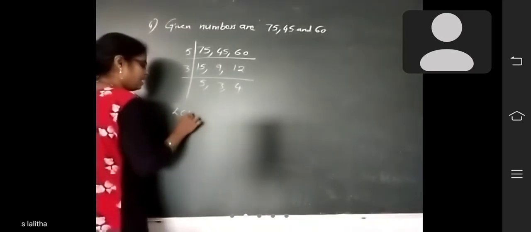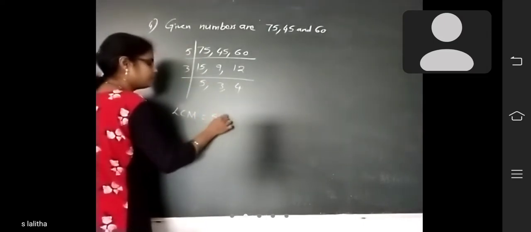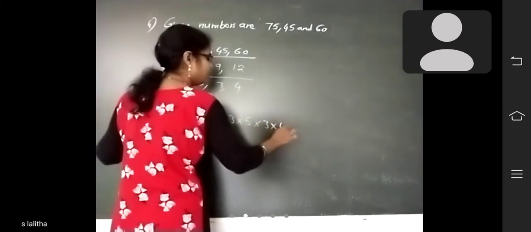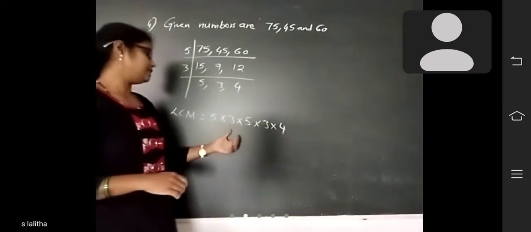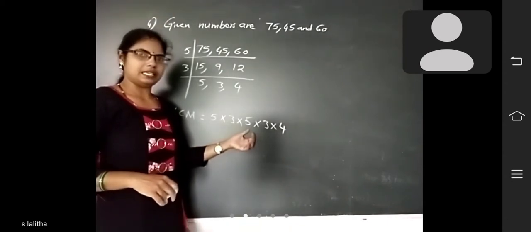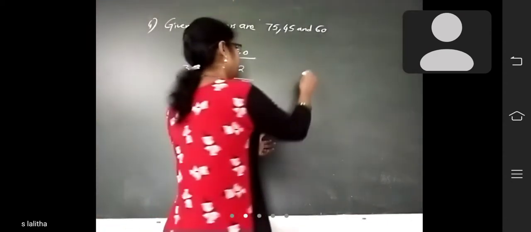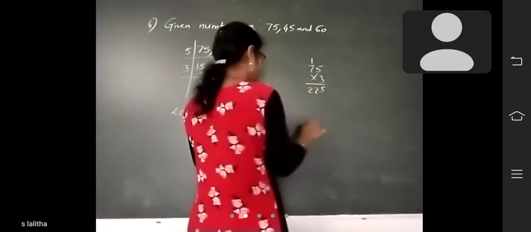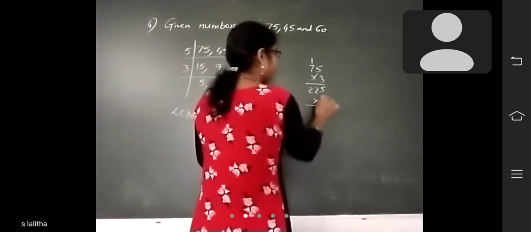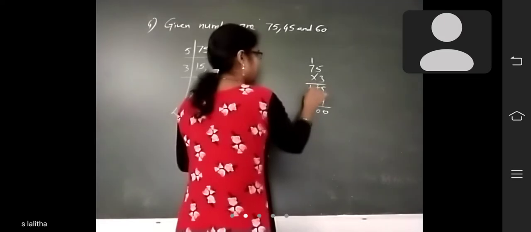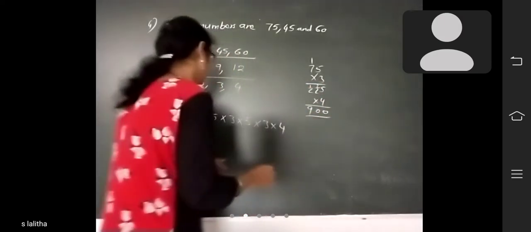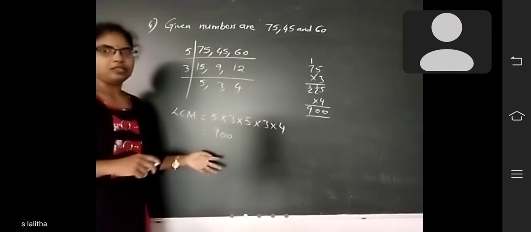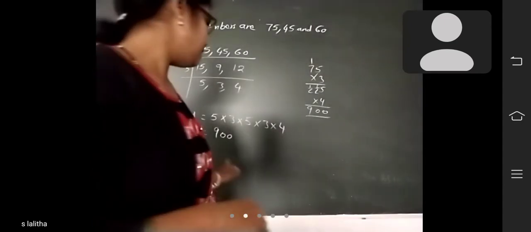Now LCM. LCM is equal to 5 into 3 into 5 into 3 into 4. 5 3s 15, 15 5s 75, 75 into 3. 3 5s 15, 3 7s 21 plus 1, 22 into 4. 4 5s 20, 4 2s 8 plus 2, 10. 4 2s 8 plus 1, 900. So what is the LCM? 900. This is the greatest 3-digit number. Okay. So greatest 3-digit number is 900.